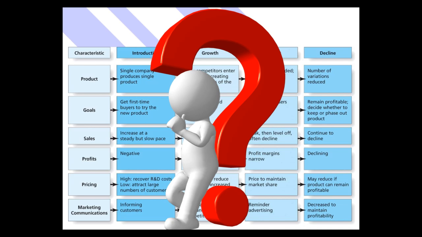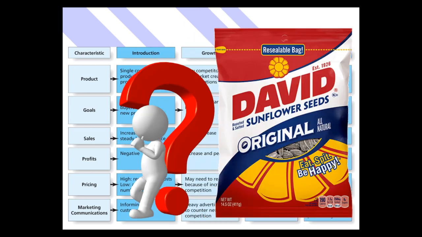And let me give you an example from my past. On the David sunflower seed business in 1986, someone had the brilliant idea, and I'm being sarcastic when I say that, to tout that because the product was introduced in 1926, this was the 60th anniversary.